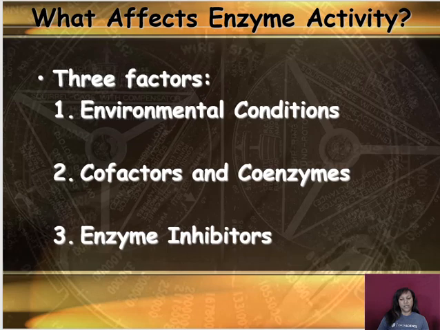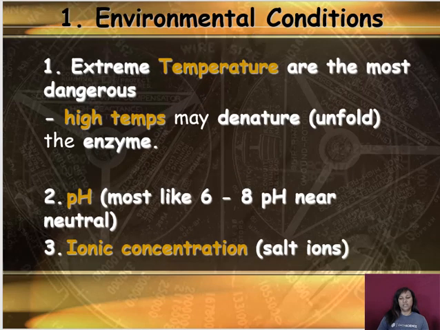Let's look a little bit closer at those things. So environmental conditions, this you need to know. Extreme temperatures are actually the most dangerous for an enzyme, and we use this knowledge because every time we learn something in science, we use it for the betterment, hopefully, of mankind, right? And womankind, humankind, to help us all. So you actually use this knowledge every day without even thinking about it.